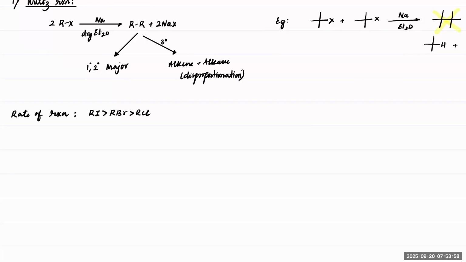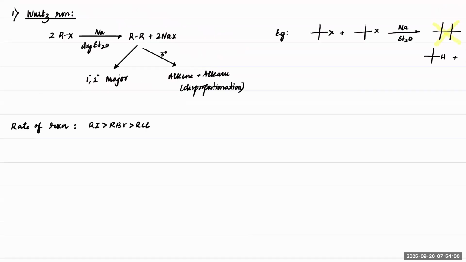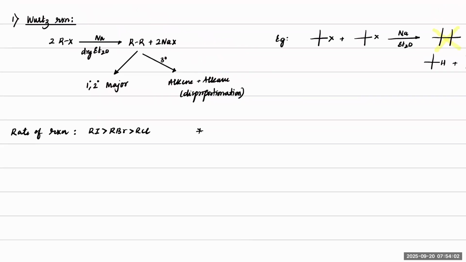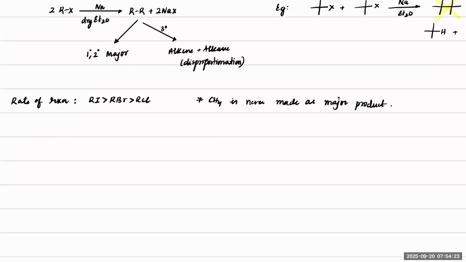Another important point in this is CH4. CH4 is never made as a major product. So we cannot get this as a major product via the Wurtz reaction.